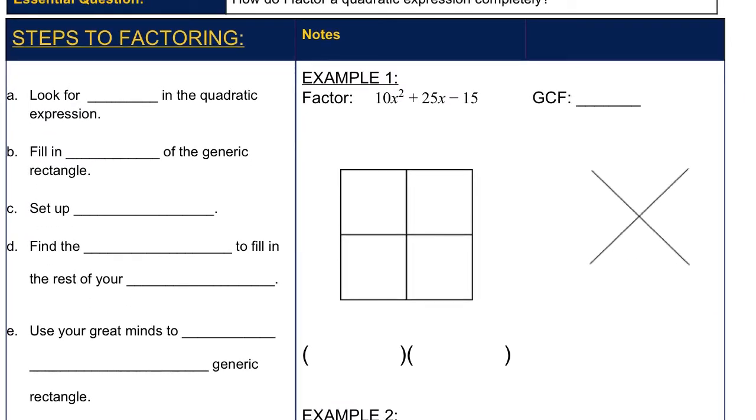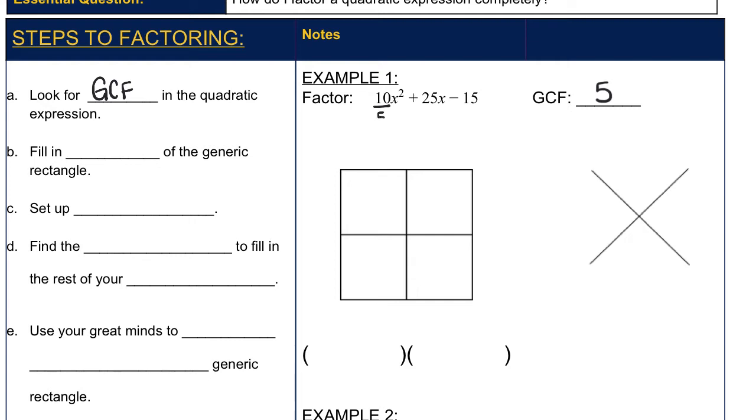factoring completely. The first step that we are going to want to do is look for a GCF. Now, a GCF is the greatest common factor. So it's a number or a variable that multiplies into all of the different terms within your quadratic expression. So as I look at this first example, 10x squared plus 25x minus 15, I notice that these are all multiples of 5. And that's the highest, greatest common factor. So I'm going to go ahead and put that right here just so I remember that.